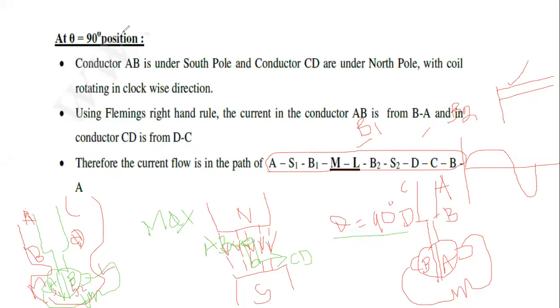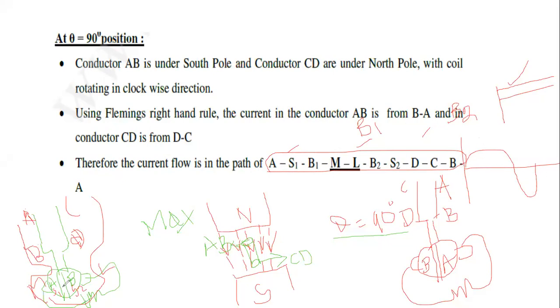But in the case of slip rings, that is the previous case, the direction of current will be changed from position 1 to position 2 at theta equal to 360 degrees. There is a change in the current direction cycle. Therefore the output is obtained like this.